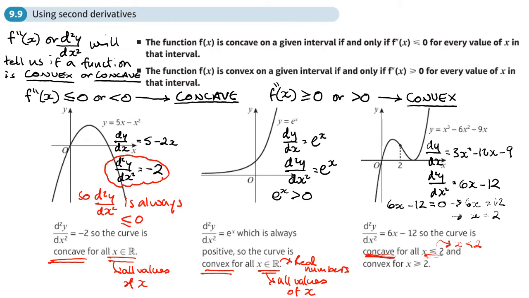So for example, if x is 3, I get 18 minus 12, which is 6. If x is 4, I get 24 minus 12, which is 12. So if x is greater than 2 here, that means the second derivative is going to be positive, and if the second derivative is positive, then I'm going to have a convex function. Now again, this could be x is greater than 2. It doesn't have to be greater than or equal to.